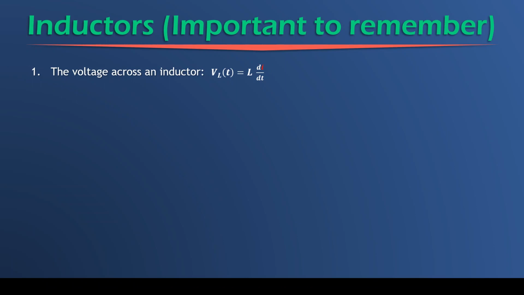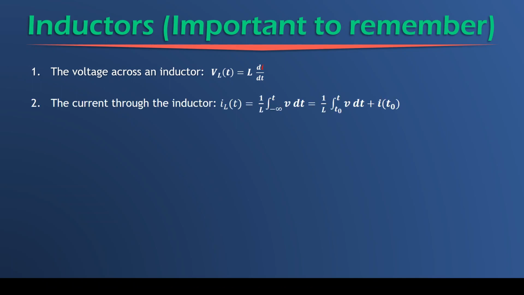It's important to note here that because the voltage relationship to the current has a derivative, that tells you that an inductor is also not a linear element. Second, the current through the inductor: if you integrate equation 1 on both sides, you'll get a final expression for the current, which is given by 1 over L integral from t0 to t of v dt, plus the current at time t equals 0.